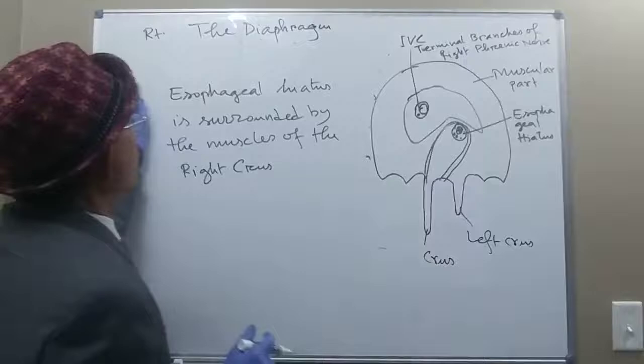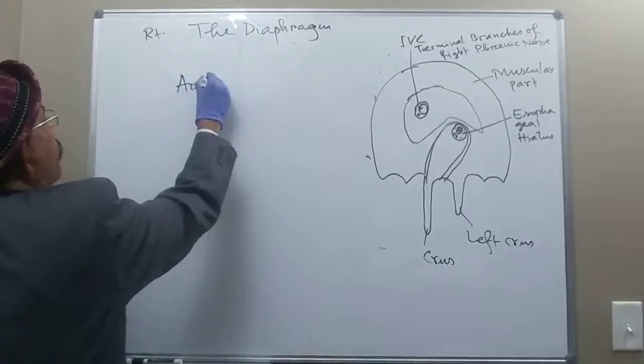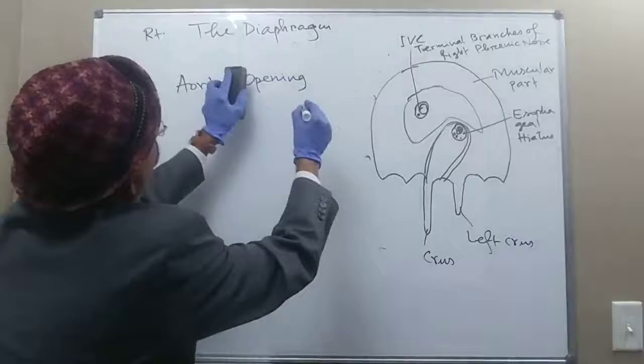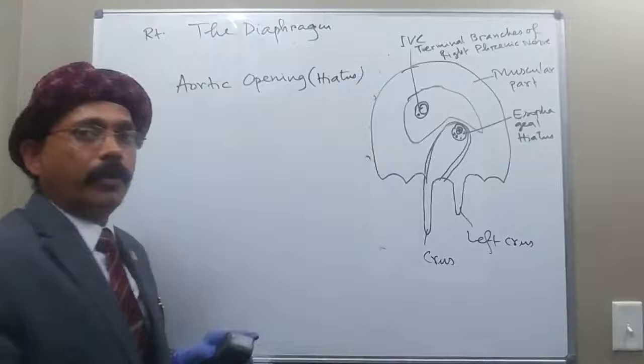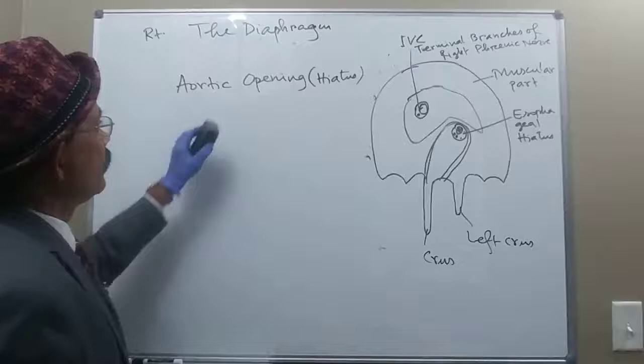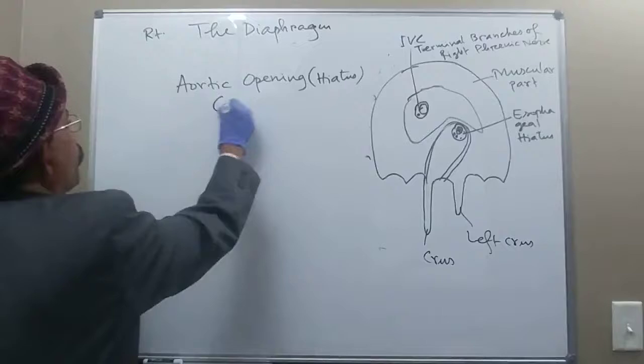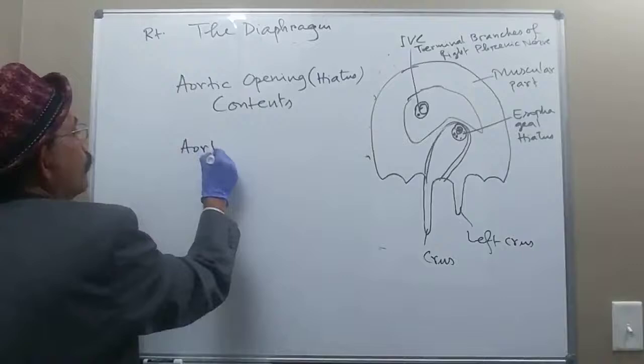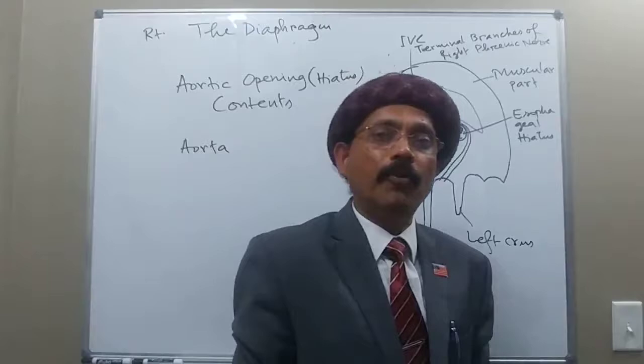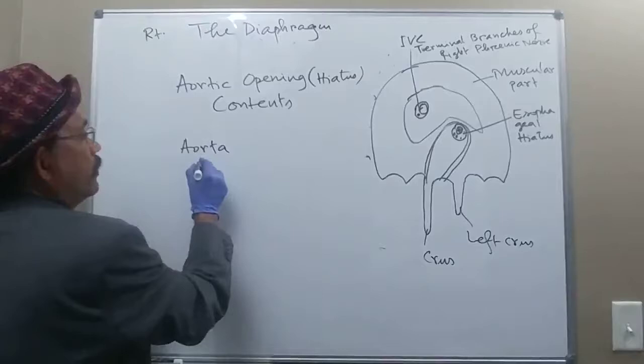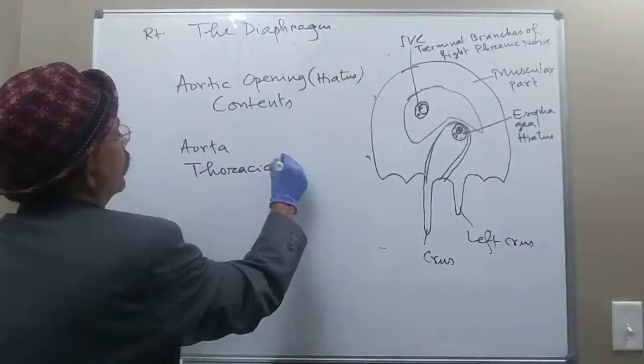Now we'll go to the aortic hiatus or aortic opening. What is the vertebral level? T12. Aortic hiatus. What are the contents of aortic hiatus? Always it is aorta. What aorta? The descending thoracic aorta becomes the abdominal aorta at the level of T12. Then we get the thoracic duct. Thoracic duct, another content of the aortic opening.